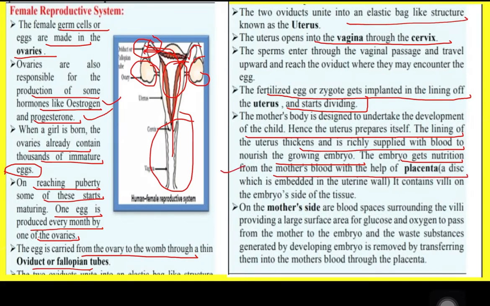This is very important. The placenta is a disc which is embedded in the uterine wall, and it contains villi which help the embryo to get nutrition.